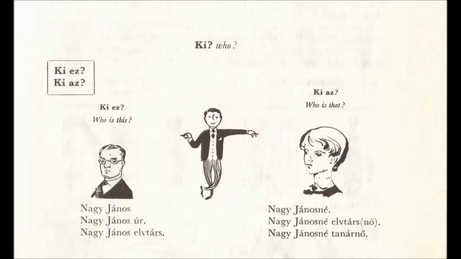This book was published in the 1960s or early 70s or something, when Hungary was a communist regime, so you have lots of comrades and workers in this particular book. And you have a woman, and her name is Nagy Jánosné elvtársnő. Nő, she's a woman. Nagy Jánosné tanárnő. She's a female teacher. Ki ez? Who is this?